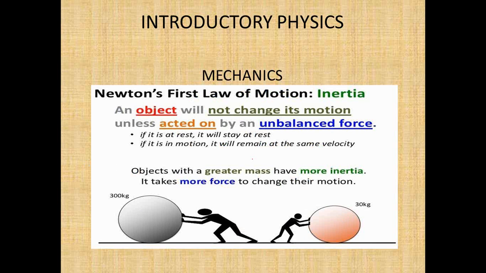So an object will not change its motion unless acted on by an unbalanced force, Newton's first law. If it is at rest, it will stay at rest. If it is in motion, it will remain in motion at the same velocity and direction. An object with a greater mass has more inertia, so mass and inertia are sort of synonymous. An object with greater mass will have more inertia, and it takes more force to change its motion.